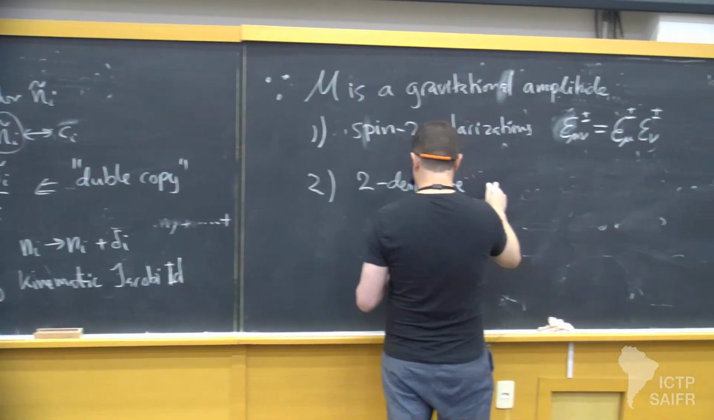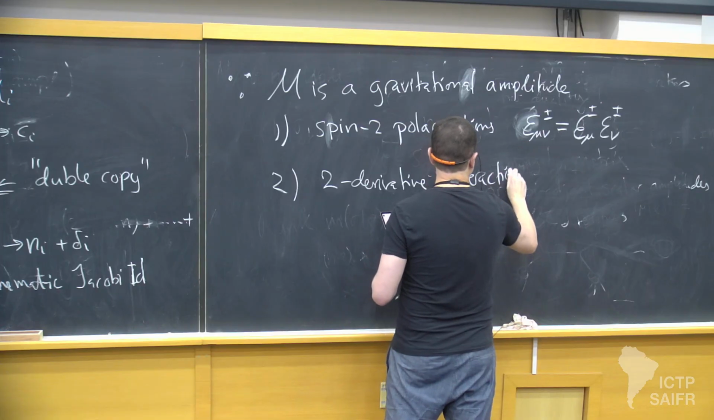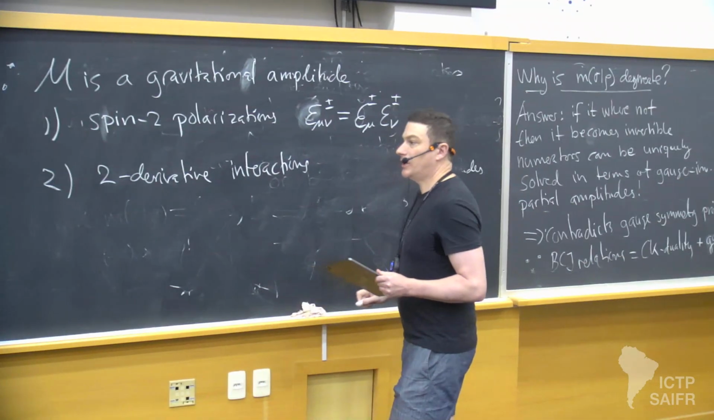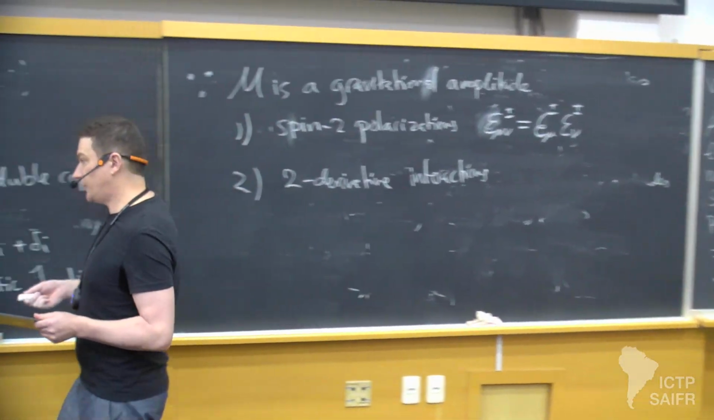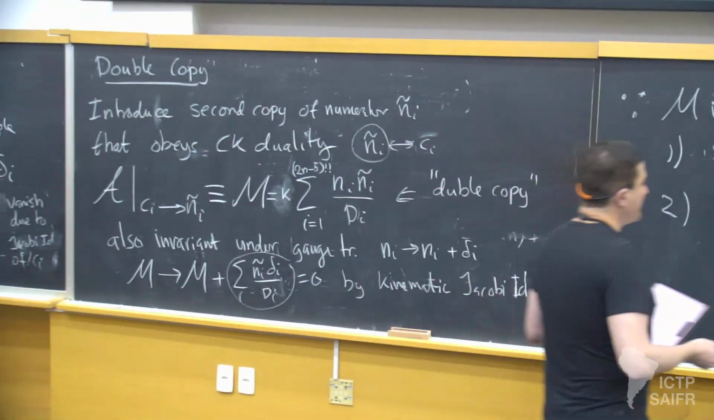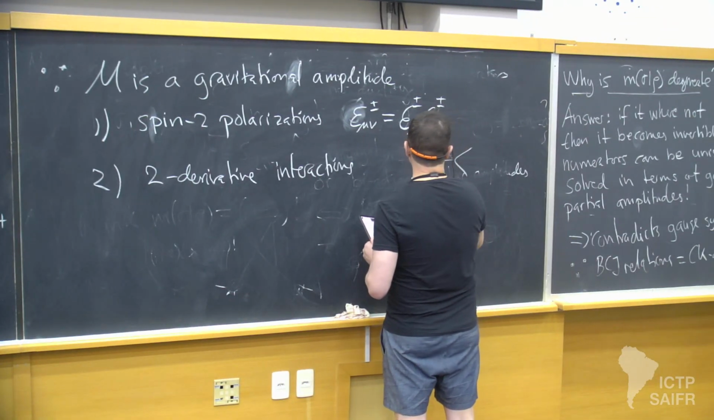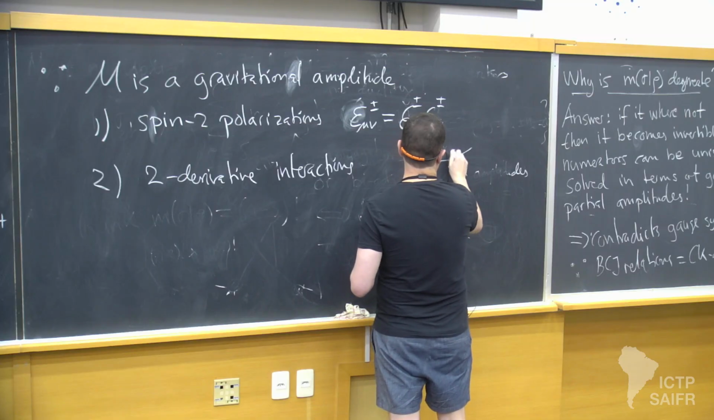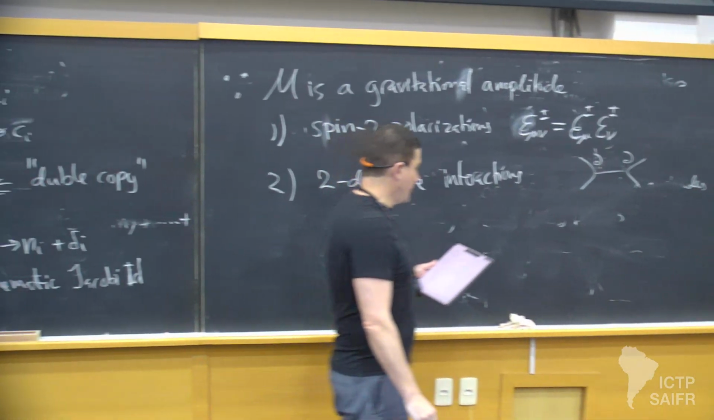Two derivative interactions. How do we know that? Well, it turns out that if you start from, say, a normal gauge theory like Yang-Mills, then you might know that when you compute your Feynman diagram, you basically insert one momentum here, which I can just think of as a derivative, and you insert one momentum there in that vertex.